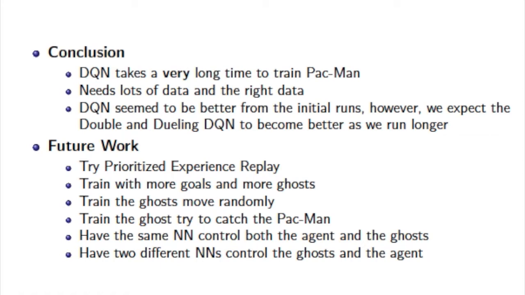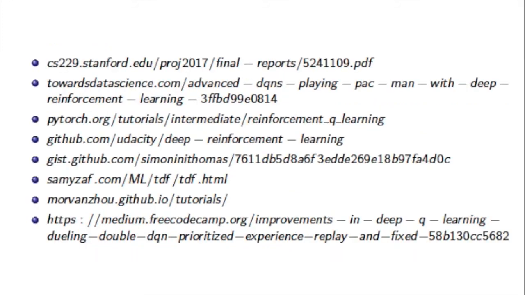So in the future, if we were to expand on this assignment, we would try prioritized experience replay. We would train with more goals and more ghosts. We would train the ghosts to move randomly rather than the current situation where the ghost is just in one spot. Then we would try to have the ghost catch Pac-Man, and then we would have the same neural network or different neural networks controlling the agent and the ghosts.